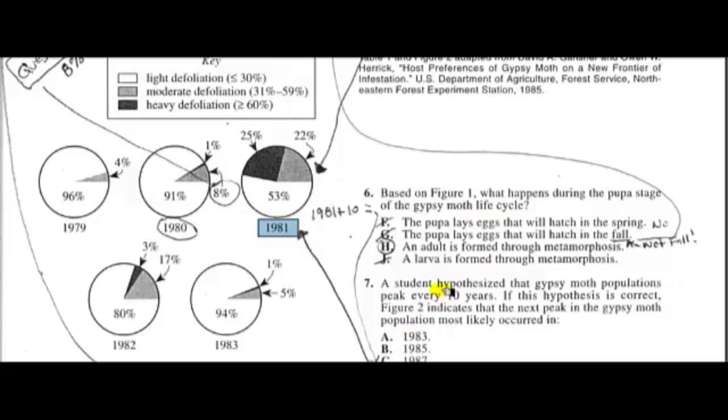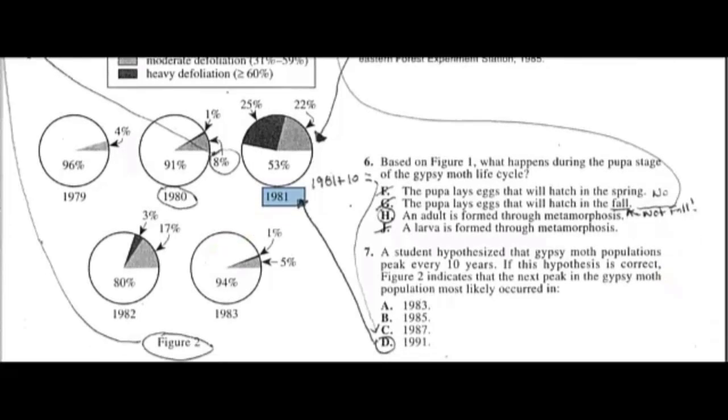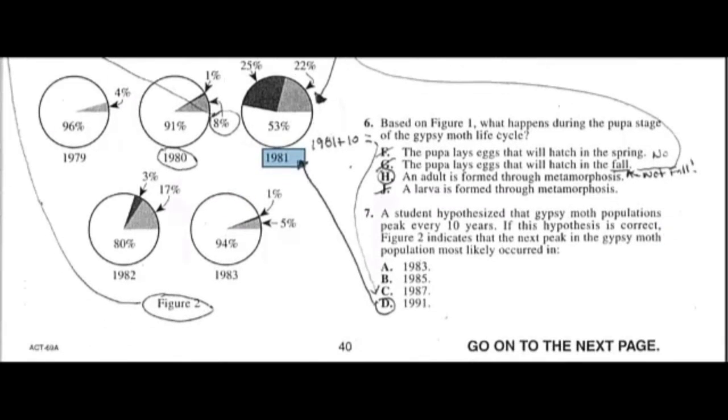In the question, it says there's a hypothesis by this student that heavy deforestation will happen every 10 years. Here is heavy deforestation by gypsy moths. Here's the most in 1981. So 10 years plus 1981 would put you at 1991. We're just basically adding new information to the existing information that we have. 81 plus 10 will give you 1991. Problem 7, therefore, will be answer choice D.